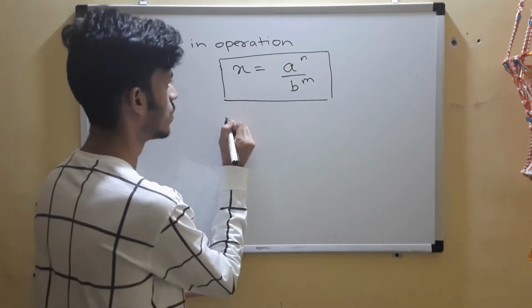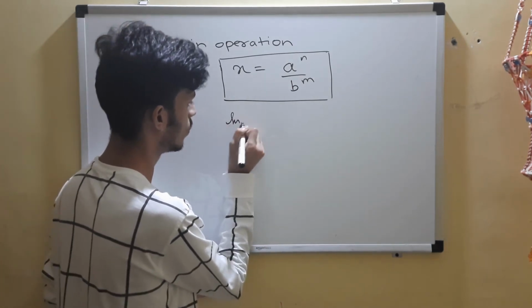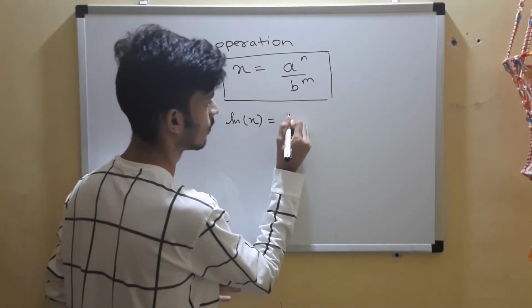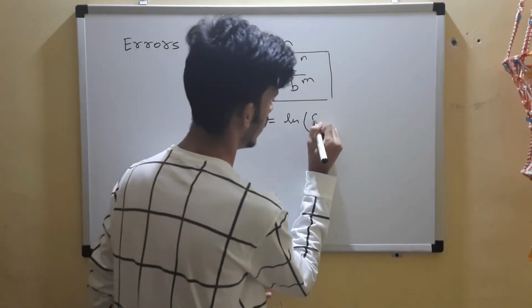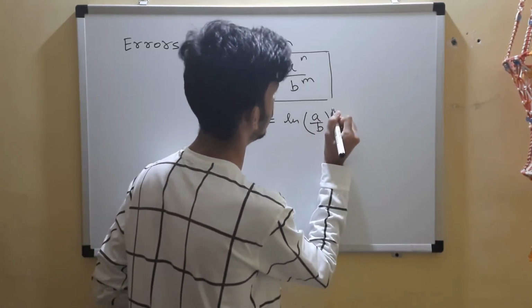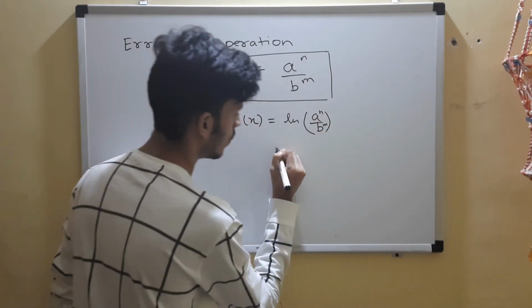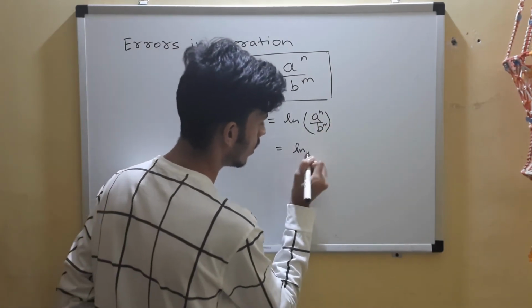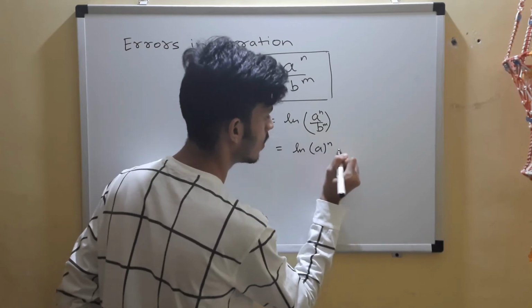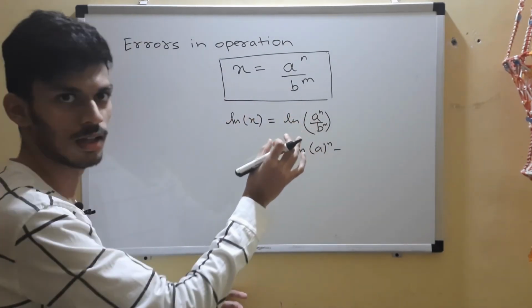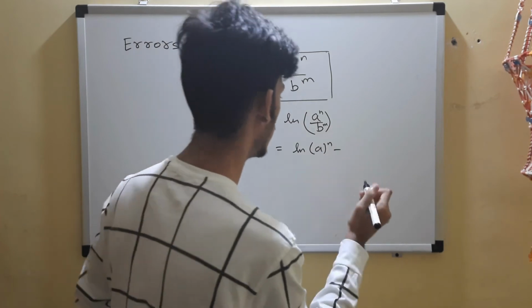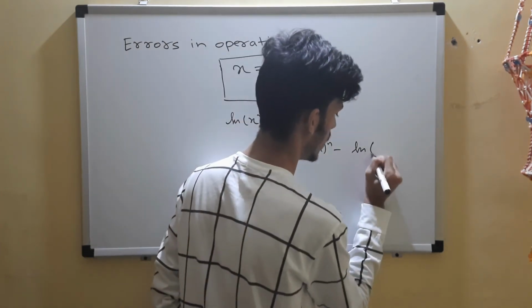Okay, so let's take log on both sides. A by b raised to, no, it's n, here it's n. Okay, so now you can split the log. I am using the properties of log. Log of a by b is log of a minus log of b.